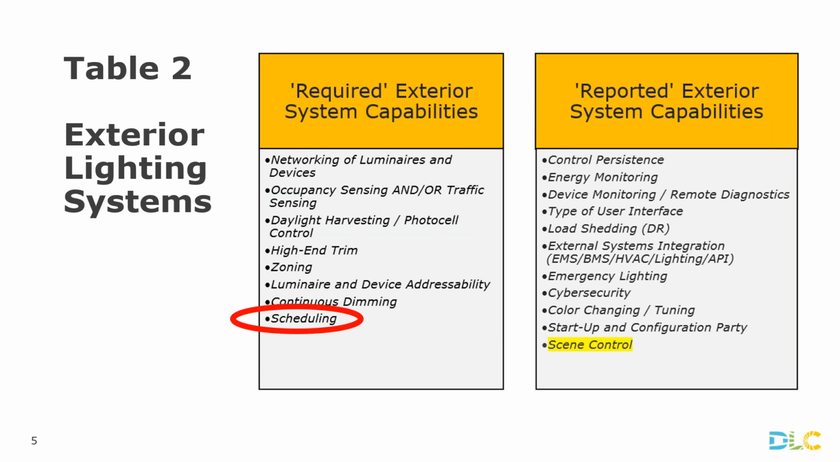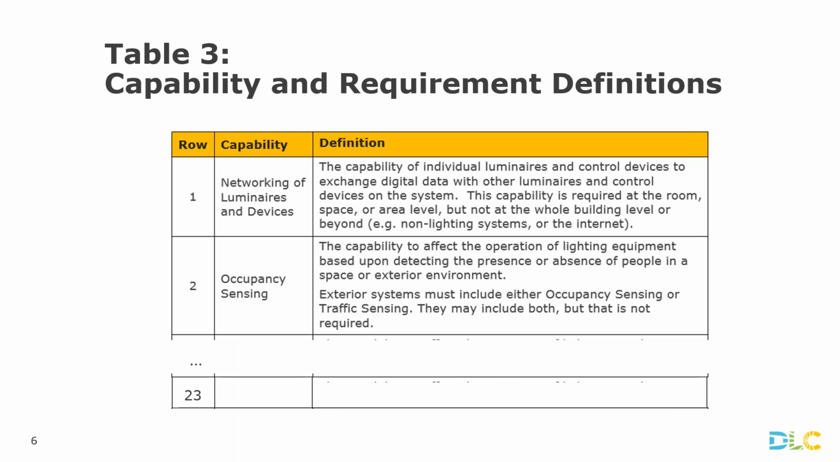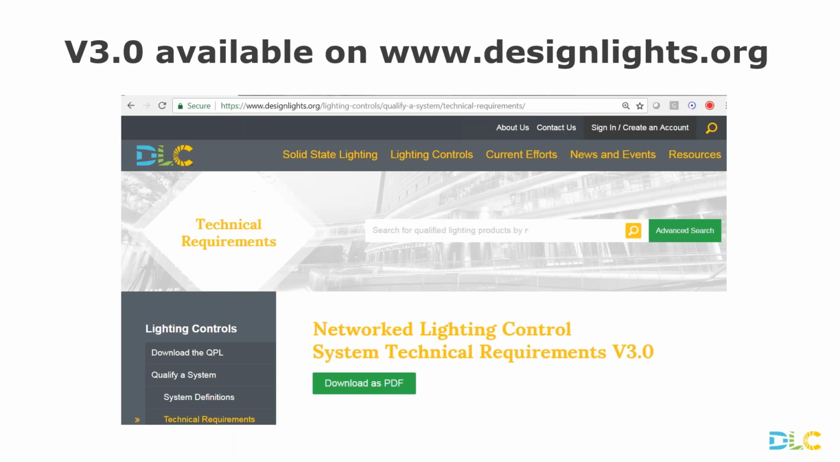Table 2 is very similar to Table 1, except that it applies to exterior systems where scheduling is required, in addition to the other 7 capabilities required for interior. Table 3 shows DLC's definition for each of the 23 capabilities. This 11-page document is available online at designlights.org by selecting Lighting Controls and then Technical Requirements, and then downloading the PDF.